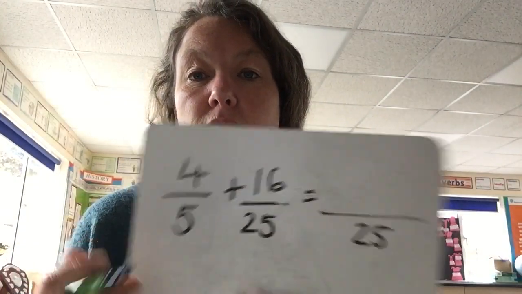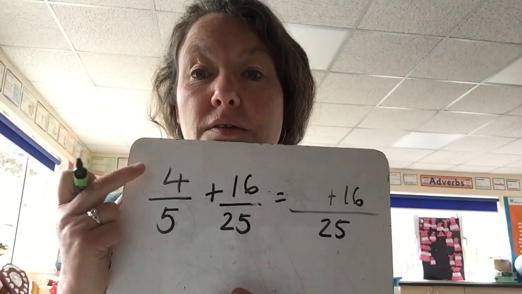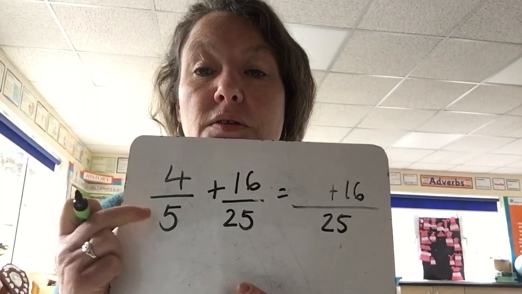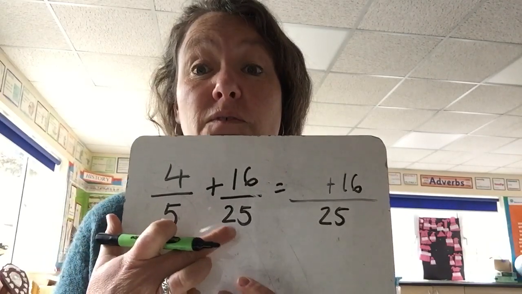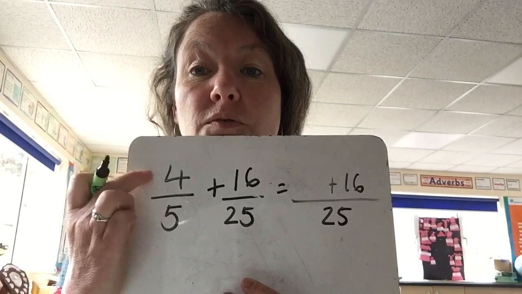Okay, so we'll put our plus 16/25 there. Now we have to change our 4/5 into 25ths. So how many 5s are in 25? 5. So we have to multiply 4 by 5, and that gives us 20.